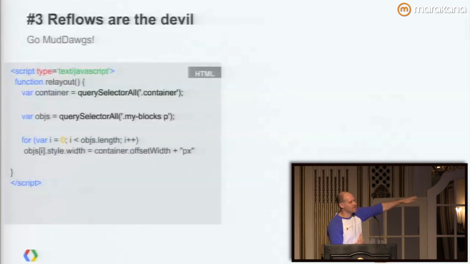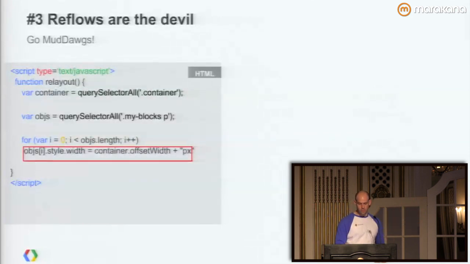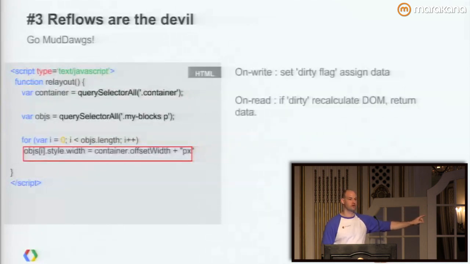So at the top, we're getting some container divs, and then we're going through and getting some child divs that exist inside of that. And then for each of our child objects, we set its width equal to its parent container.width, right? Seems pretty innocent. You just resize your thing, everything matches in there. Well, what's actually going on is that this is one of the worst performing pieces of JavaScript code that you can write, okay? Here's why.